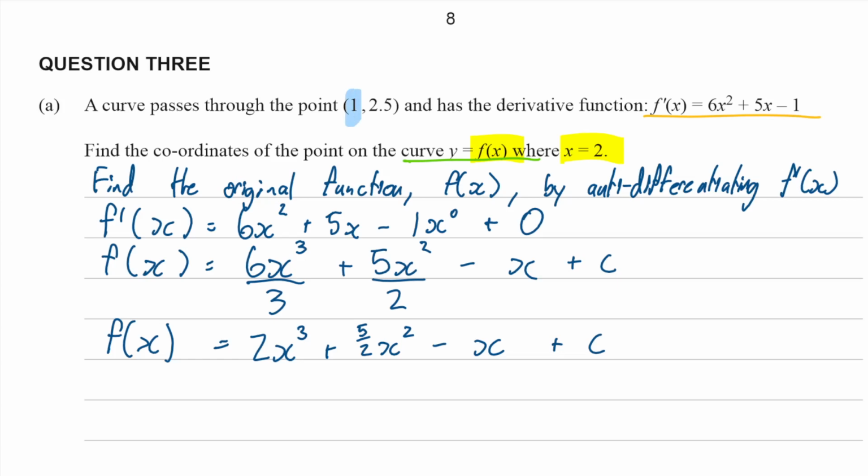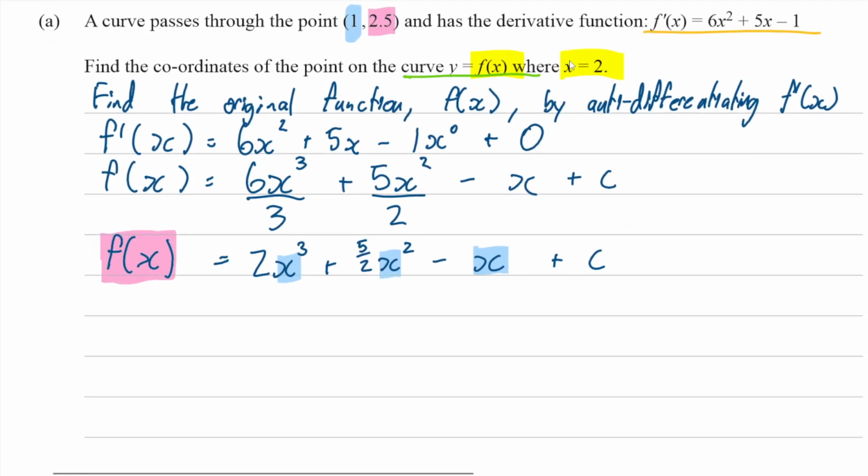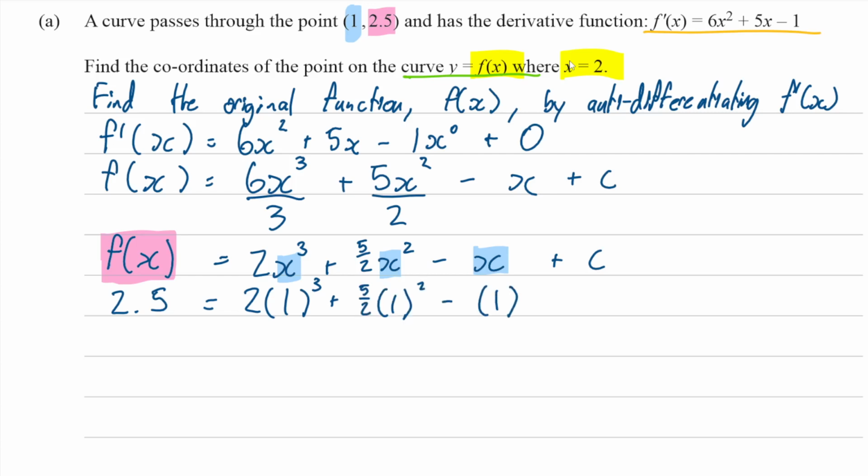And we are given an x point and a y point, right, or an f of x. So we can substitute in that point and solve for c. So doing that, in for f of x goes 2.5, in for x goes 1. Using brackets when we substitute, just to be careful of any powers. And now we see we have one equation, and the only unknown is c, so we can solve for it. Let's see what we get.